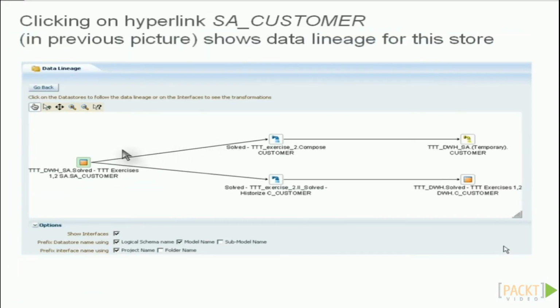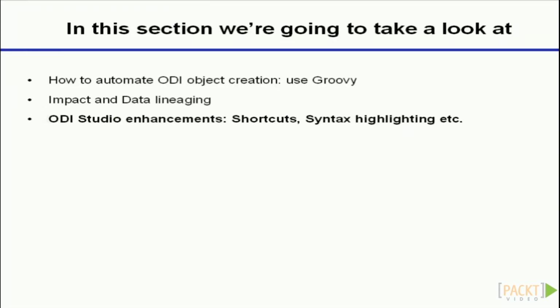Every one of these objects is drillable, clickable, and that means all these things you can click, and then hyperlinks are used. You can drill down to a very detailed level. You see, ODI Studio offers a lot of transparent information for you. Learn to use it and you'll love it. In the next chapter, we talk about ODI Studio enhancements, shortcuts, syntax highlighting, and so on.